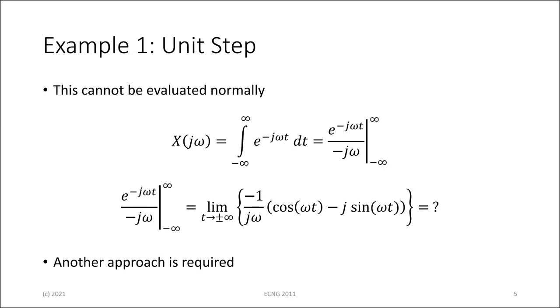What is the limit of cosine omega t, for argument's sake, and sine omega t as t approaches infinity? Sine and cosine oscillate between plus and minus 1. So at that point, technically, we need another approach to solve this. You can't just simply do the integration, because it's not going to work for you.